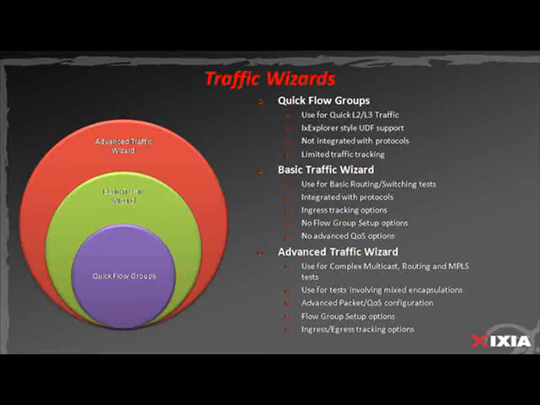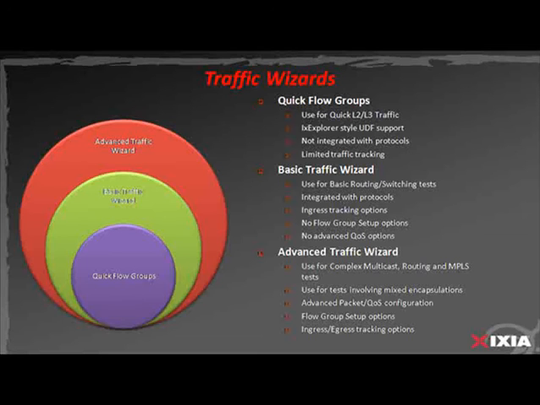however there are no options to set up flow groups and advanced QoS capabilities. The Advanced Traffic Wizard is the most powerful of the 3 configuration options and should be used for complex multicast, routing, and MPLS related tests. The Advanced Traffic Wizard can also be used for tests where there are mixed encapsulations supported within the specific configuration.